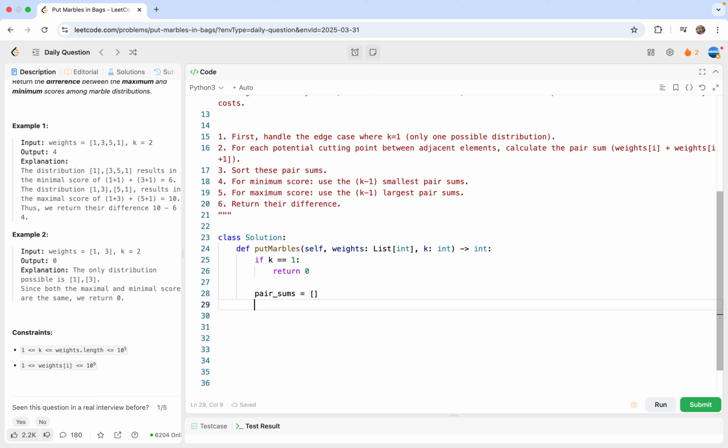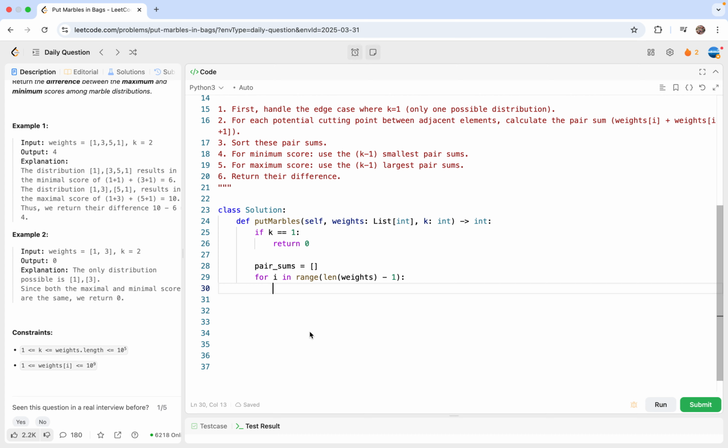So let's do it. For i in range, up to the length of weights minus 1, I guess that will be. So then what do we want to do? The pair sums. So pair sums append. Here, let me change this one to be W, just for ease of writing. So what we want to add is W[i] plus W[i+1].